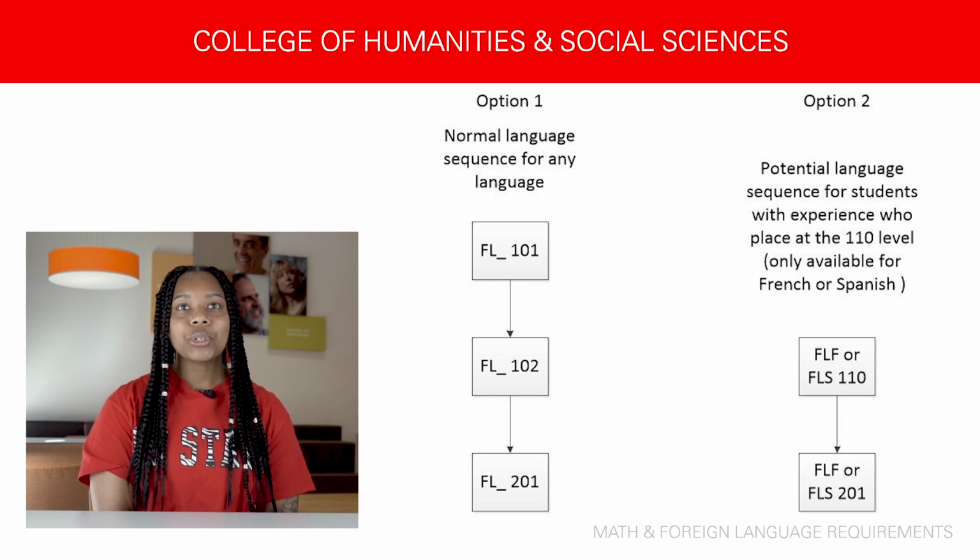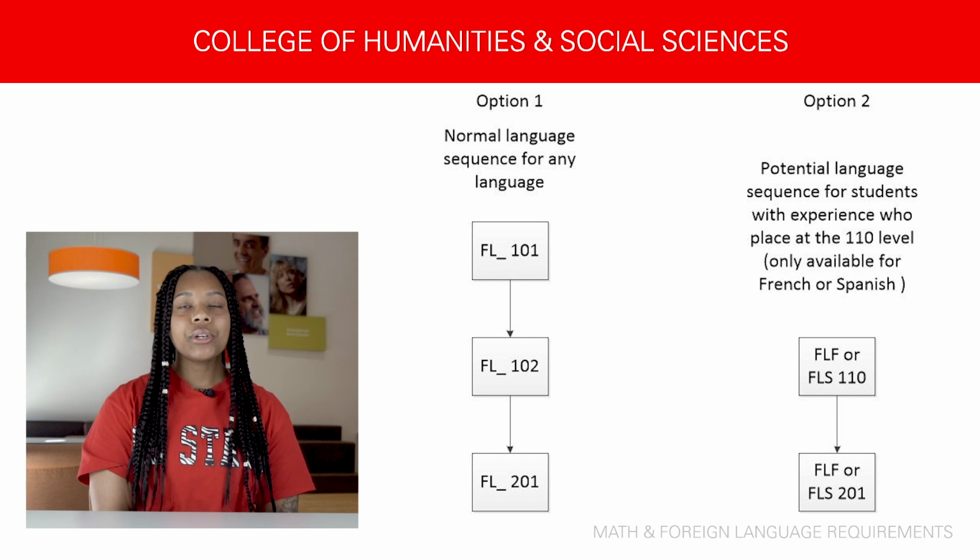This is the best option if you are beginning a new language, or if it has been a while since you studied a language. If you take the same language you took in high school, the first level, FL 101, is considered review and will not count towards your course requirements for graduation. However, the course will count toward your NC State GPA.